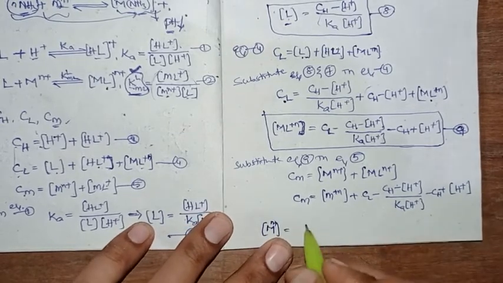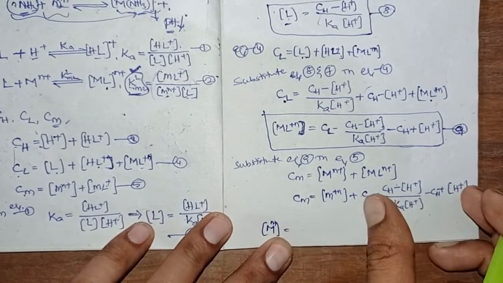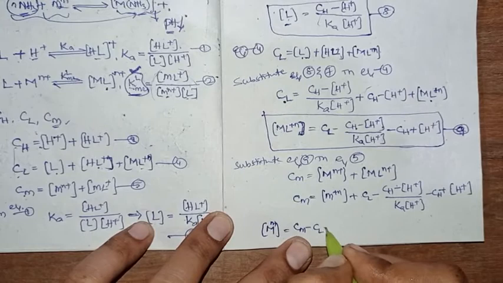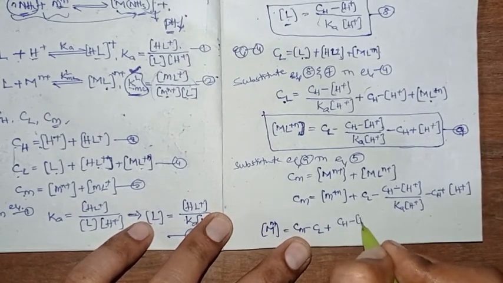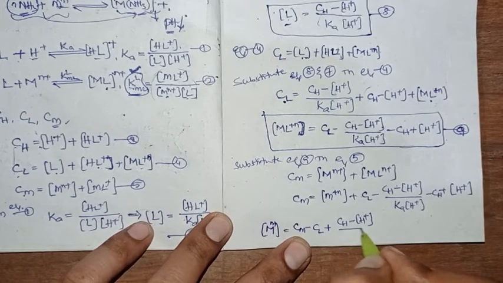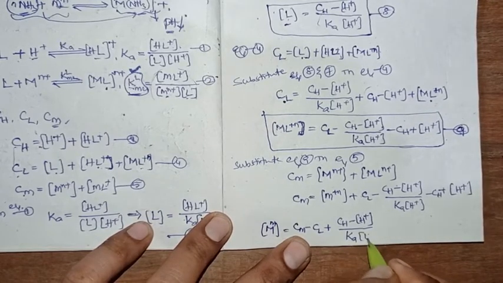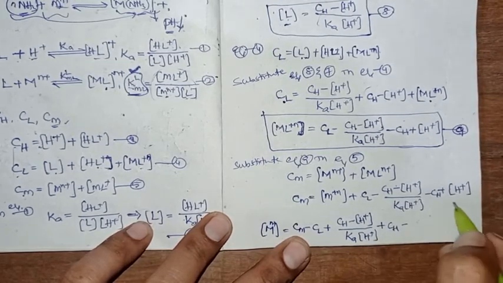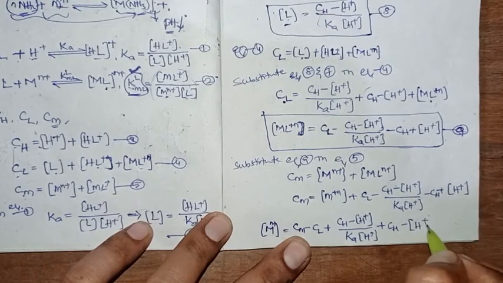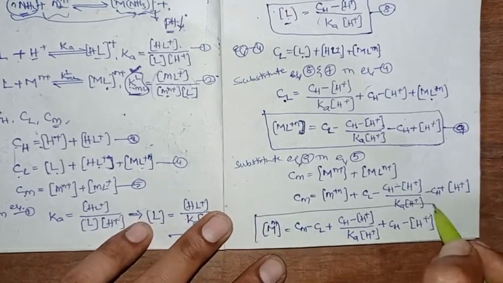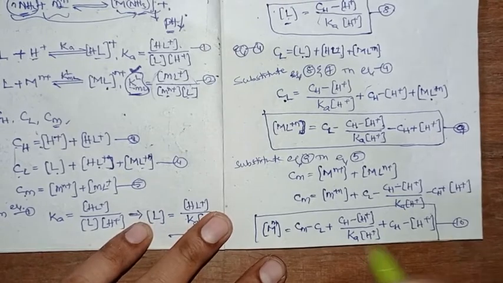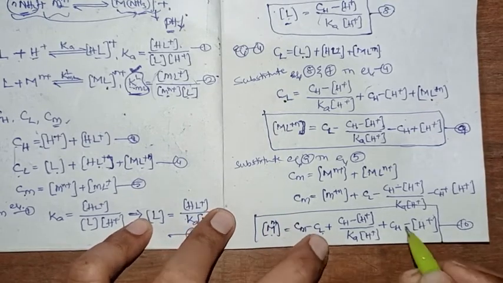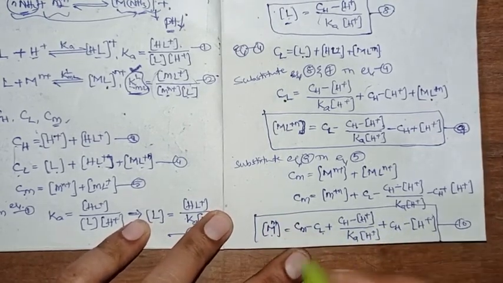Unknown to known terms, when we write, it remains that all the terms go to the other side, where Cm minus becomes Cl plus Ch minus Ch minus proton concentration divided by Ka into proton concentration, and the minus term will become plus Ch and the plus term will become minus proton concentration. So now the remaining proton concentration is equal to total metal concentration minus ligand concentration minus all these terms, which are known to us, right?